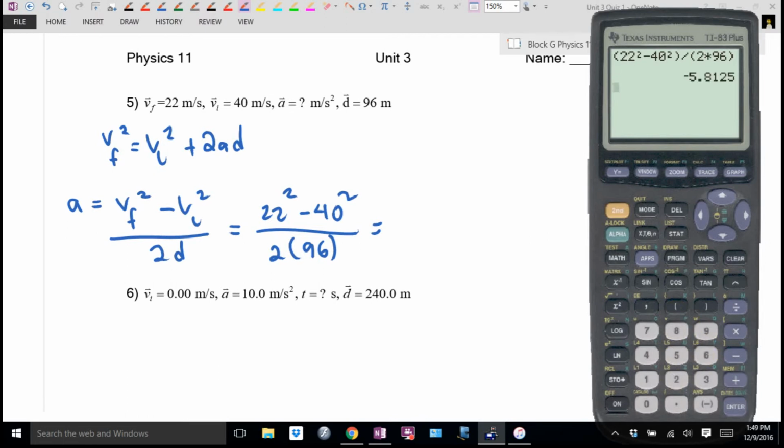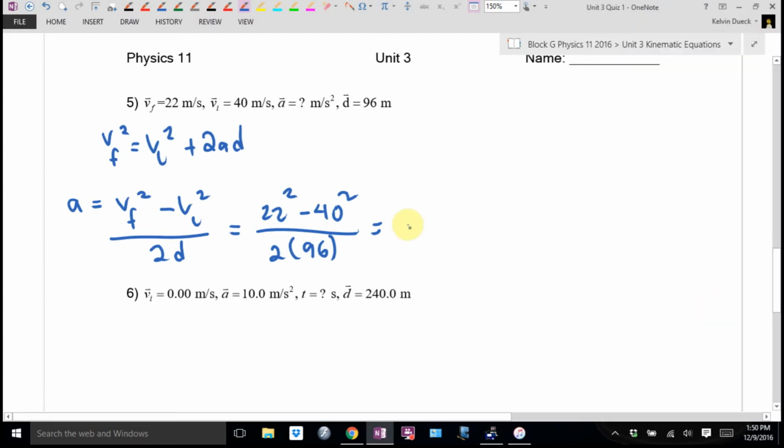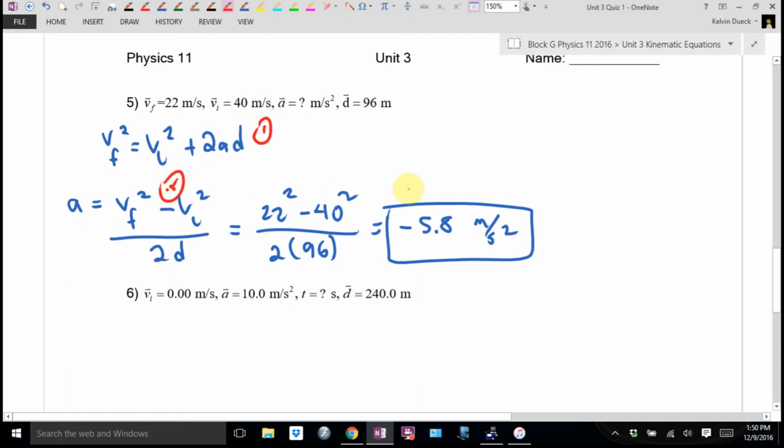I get negative 5.8125. Oh, I think, actually, technically for this question, I should only go to 1 sig fig because 40 is only 1 sig fig. I'm going to go negative 5.8 meters per second squared. That would get you 2 out of 2. Again, same as before. 1 mark, 0.5, 0.5.